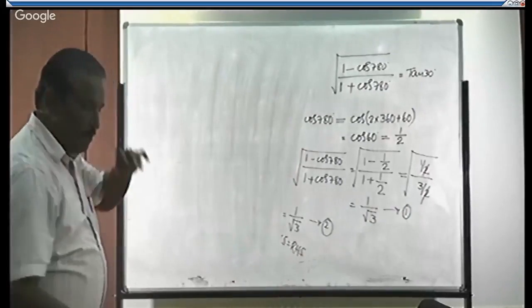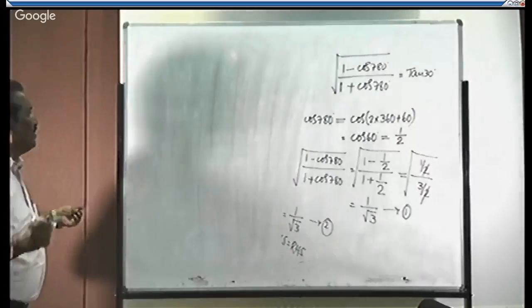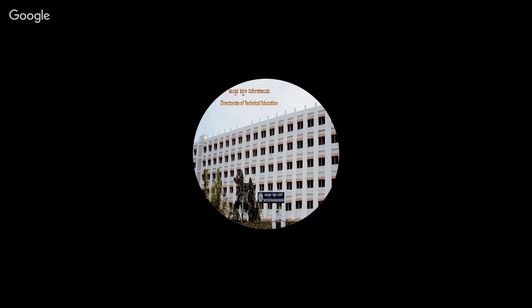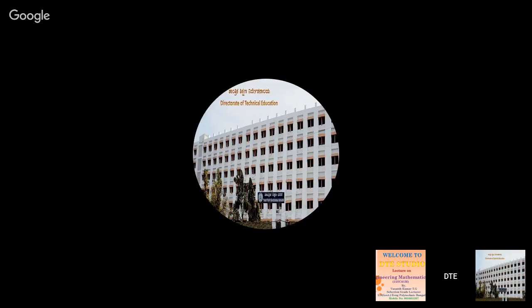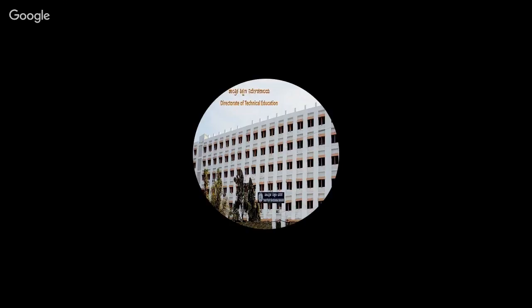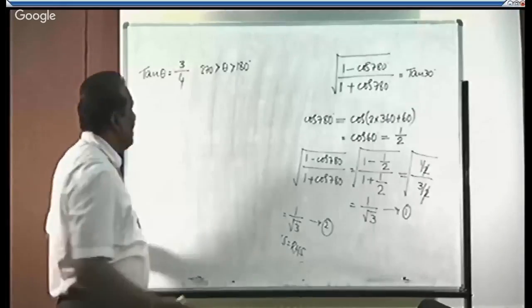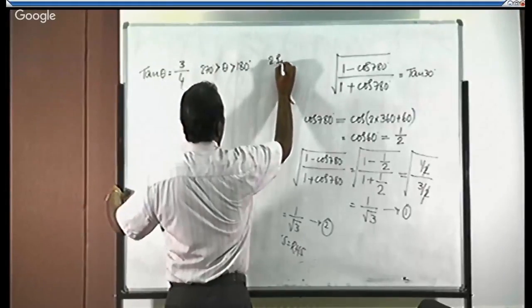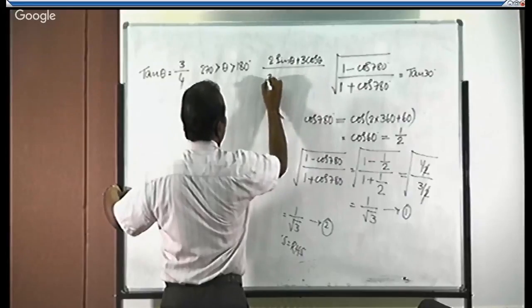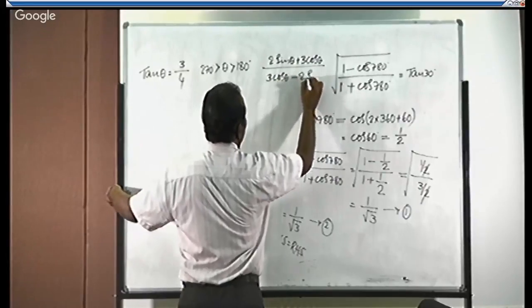Now, one more type of problem. If tan theta is equal to 3 by 4, where theta is greater than 180 degree and less than 270 degree, then find the value of 2 sin theta plus 3 cos theta divided by 3 cos theta minus 2 sin theta.